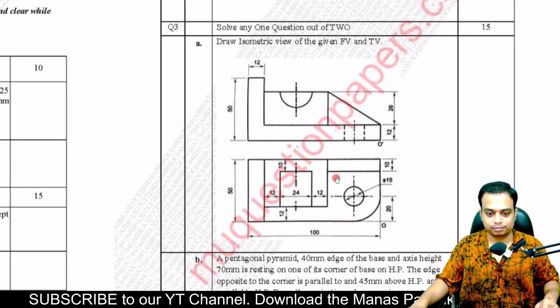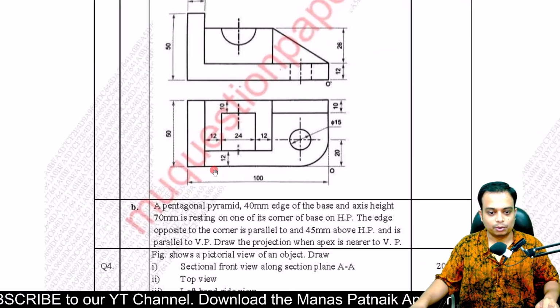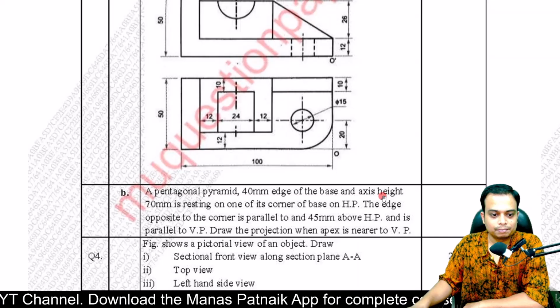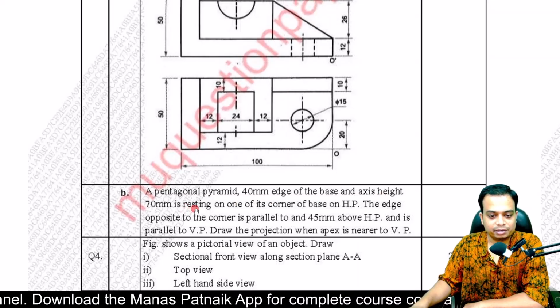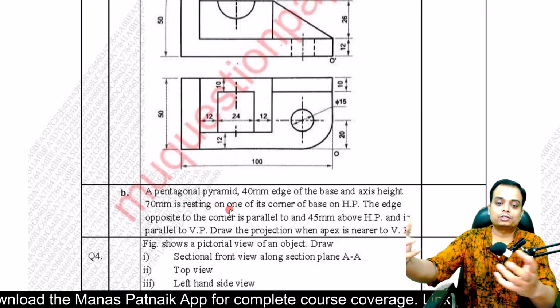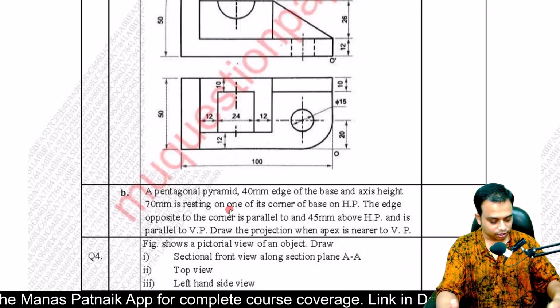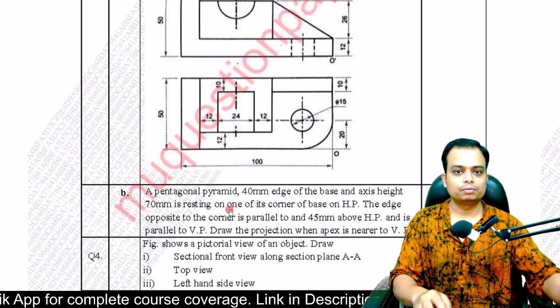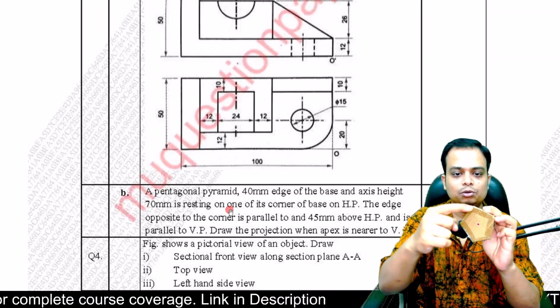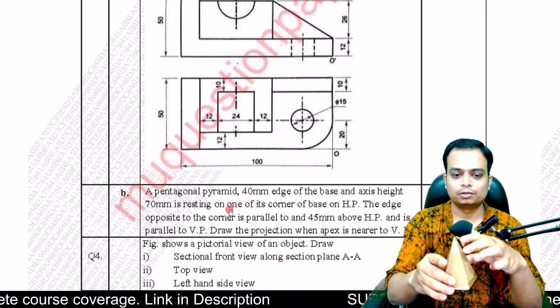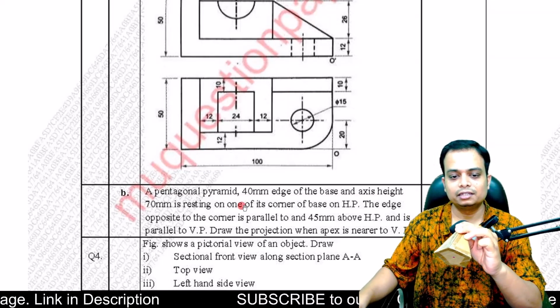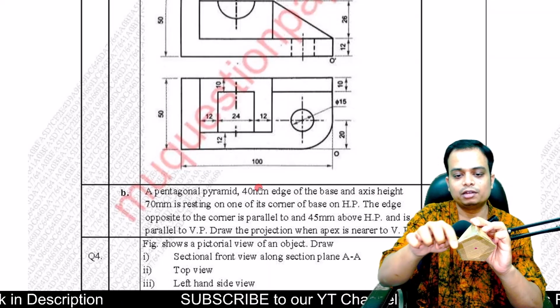Here we go. So we are talking about a pentagonal pyramid, 40 mm edge of the base, and axis height is 70 millimeters, resting on one of the corners of the base. How many corners are there? Sir, there are as many as, let me show this to you, 5 corners. You can see this 1, 2, 3, 4, 5. These are the base edges. What is the length? Sir, 40 mm. All of them are 40 millimeters each.